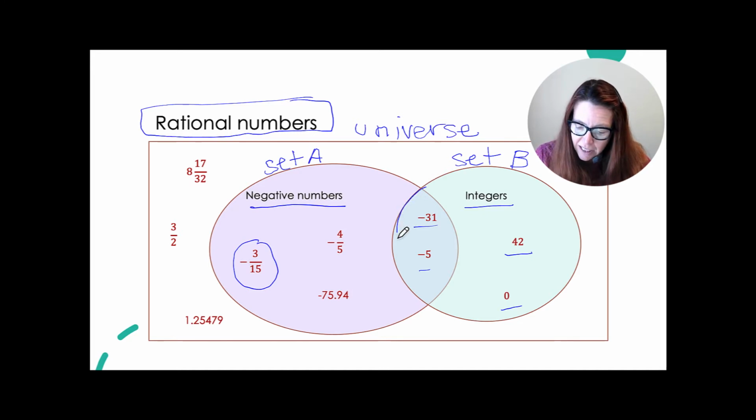And we can see that some of these overlap. The negative integers can be represented as negative rational numbers. So they're negative numbers within the realm of all rational numbers.